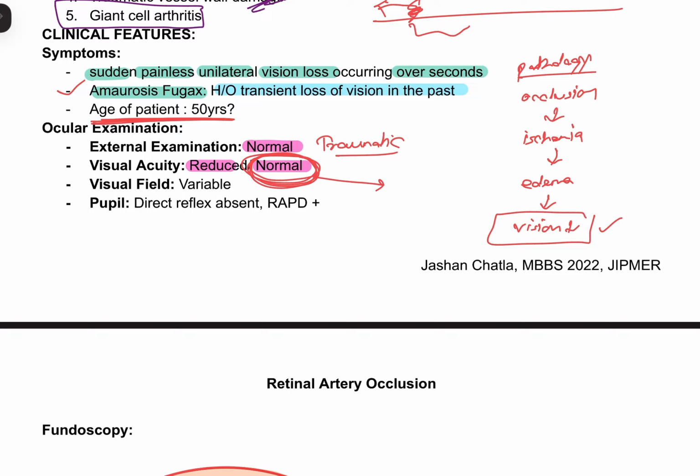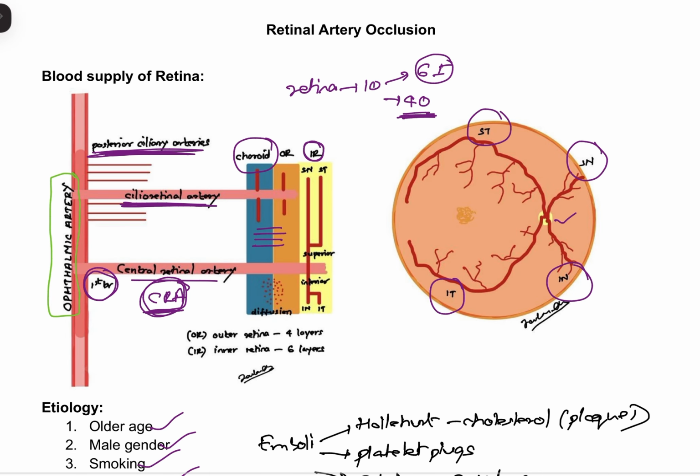Before, we saw the anatomy, right? You have the cilioretinal artery. The cilioretinal artery supplies your outer four layers of retina, and it supplies your macula also. The macula derives some blood supply from the central retinal artery branches, but mostly it derives its blood supply from the outer retina, right? The macula has outer retinal layers, right? Because of that, it gets most of its supply from the cilioretinal artery. Coming to the visual field, it will be variable.